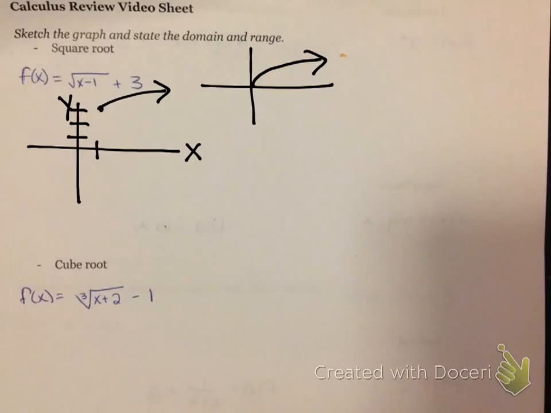My domain would start at 1 and go to infinity. Remember interval notation. And my range would start at 3 and go to infinity. And that's how I would write domain and range for the problem.